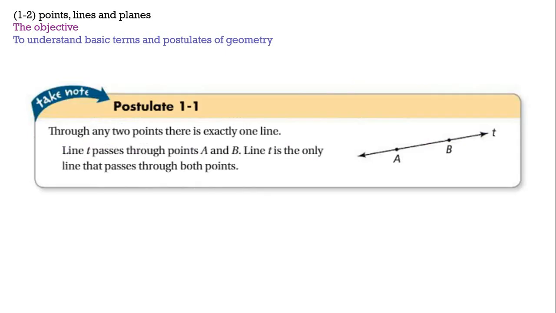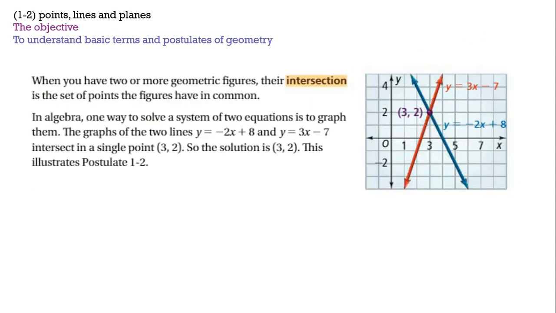Let me give you the first postulate. The first postulate, or let me say fact, that will help you to prove: through any two points, there is exactly one line. Logically, you will feel it's really easy. If you have these two points, can you make another line pass through these two points? No, you cannot. It's exactly the same line. So here you have this example: a line T passes through A and B. This is the first postulate.